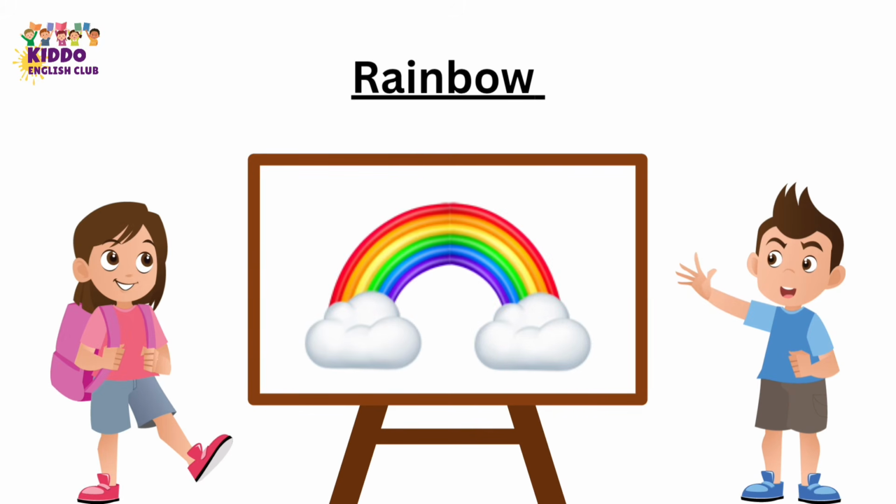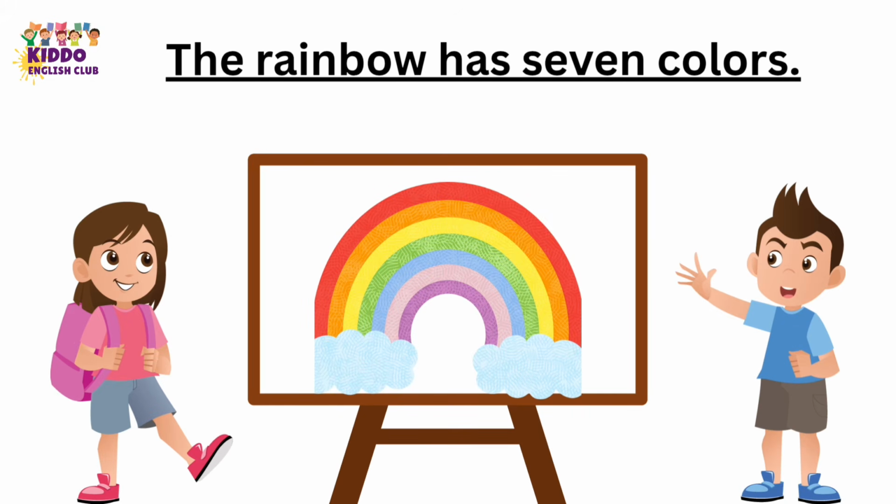Rainbow, rainbow, rainbow, rainbow. The rainbow has 7 colors. The rainbow has 7 colors.